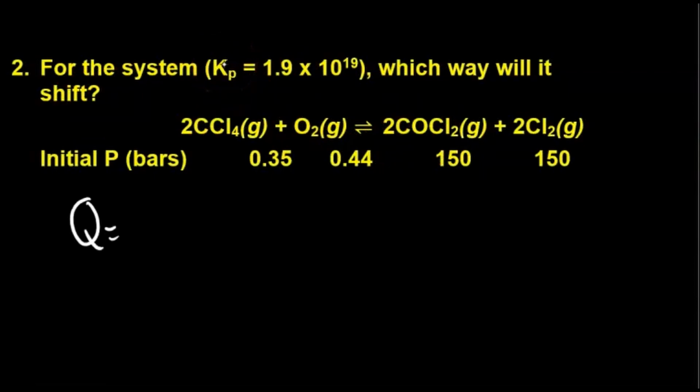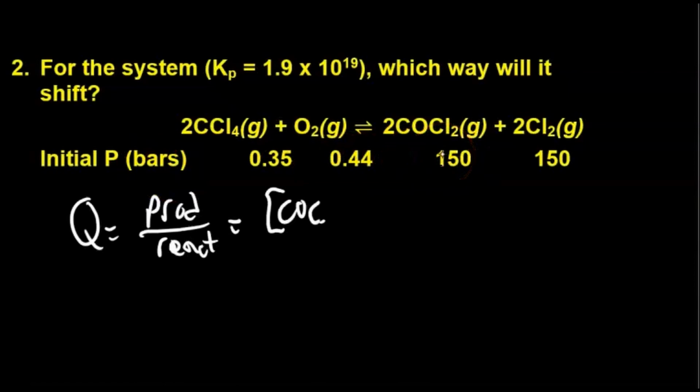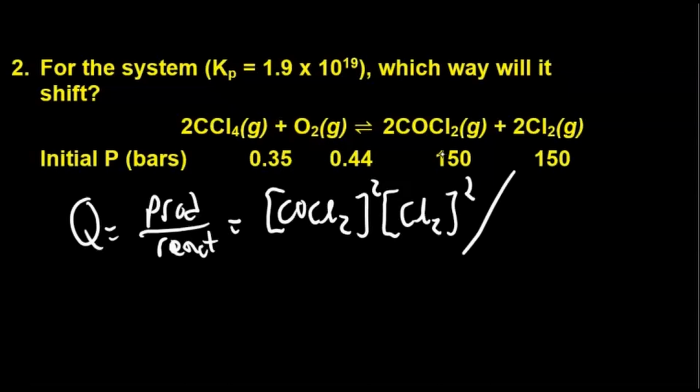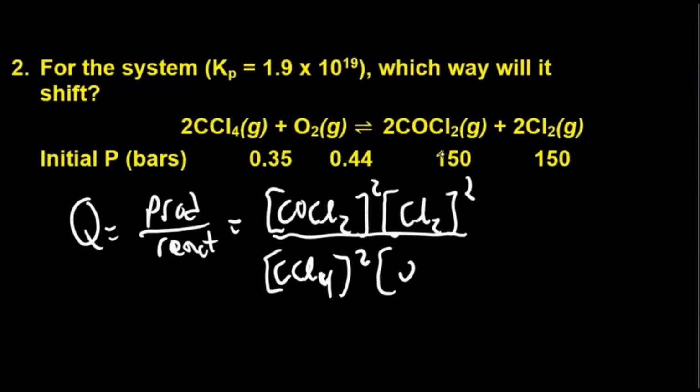So Q is products over reactants, and now these are all gases, so we're going to include all of them. And these are our pressures in bars. Actually, I'll write out the equation. If you screw up your numbers, it's always good to write out the equation because your prof will, hopefully, give you part marks. Let me know if your prof doesn't do that kind of stuff, but hopefully they should. Okay, and then the reactants are CCl4 squared times O2. And these numbers go as the exponents here, so we'll just plug this in.